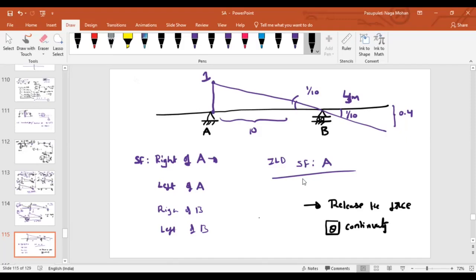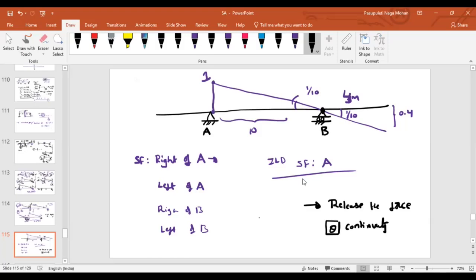So wherever you are drawing the deflected shape, just try to understand the continuity requirement. Just like in this case, why is the deflection at this point 0? Tell me. Why is the vertical deflection 0? Why have you not shown any deflected shape here?